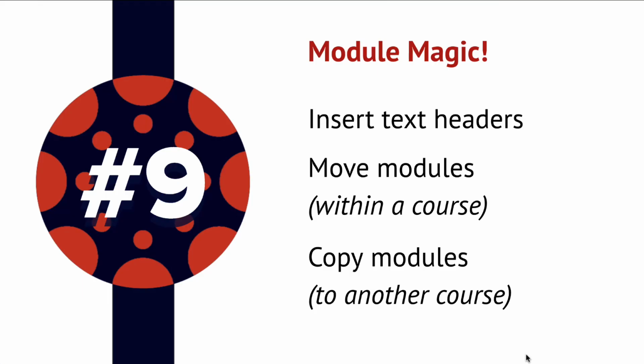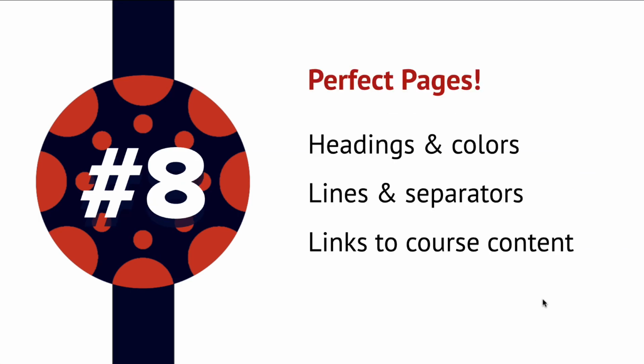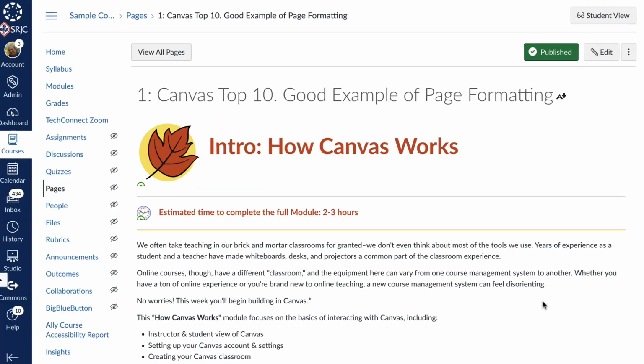So that's the end of Module Magic. I've shown you how to insert text headers, move modules, and copy modules. Let's move on to something else. This is tip number 8, perfect pages. I'll show you how to create headings and colors, lines and separators, and also links to course content within a page. So let's get started on perfect pages.